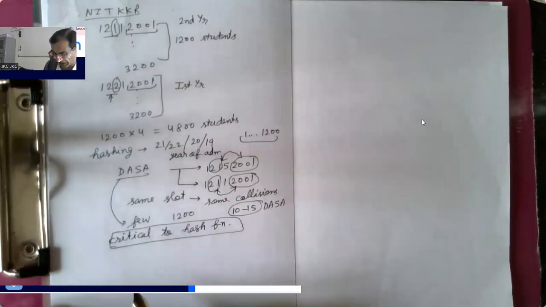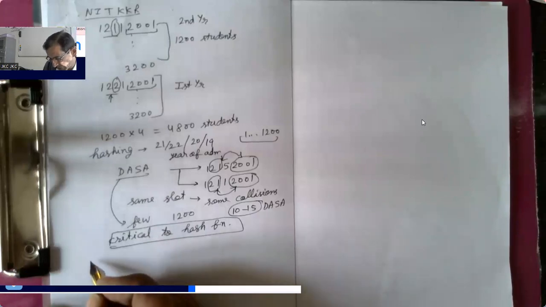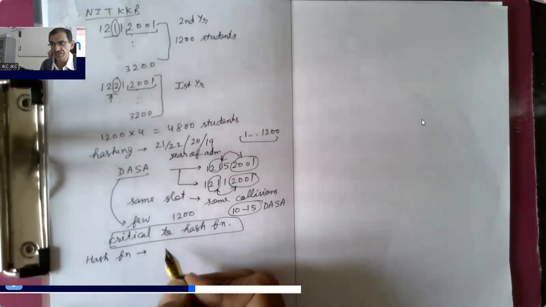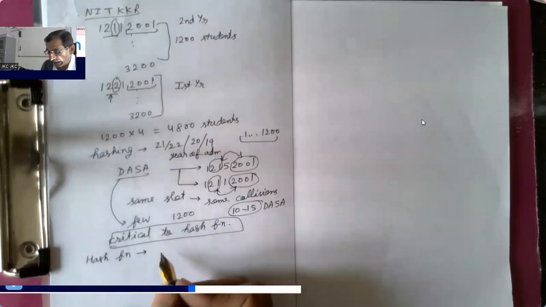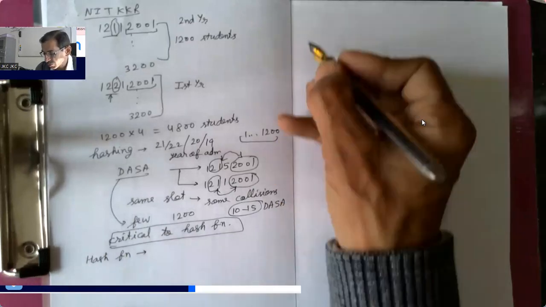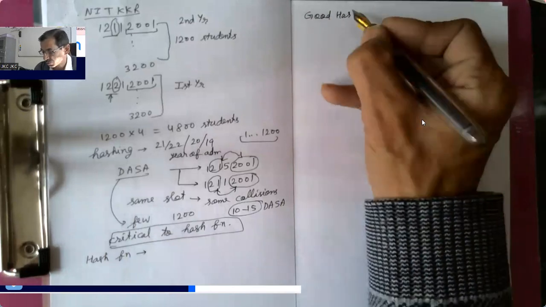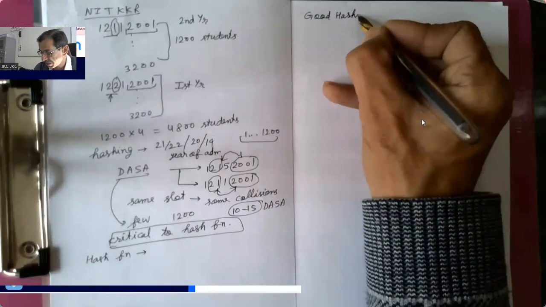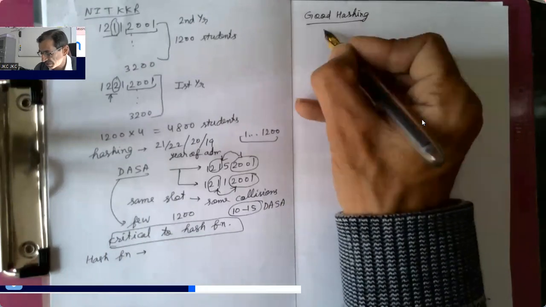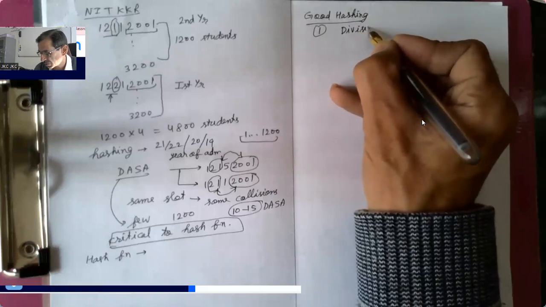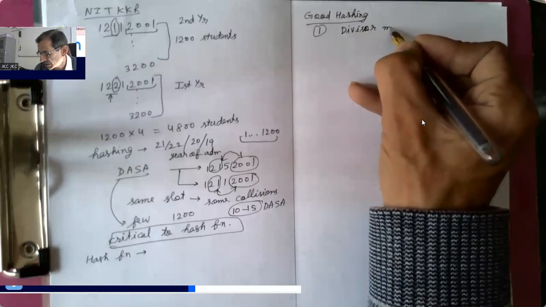How to choose a good hash function? When I want to choose a good hash function, it will require the hash function to be planned in a way that collisions are minimum. For that, primarily we are using good hashing through two different mechanisms. What are those two mechanisms? Let me explain one by one. The first good hashing function is called the divisor method, which is quite common and quite useful.